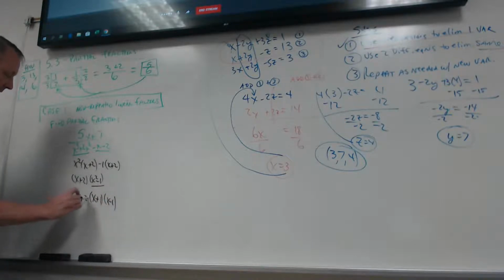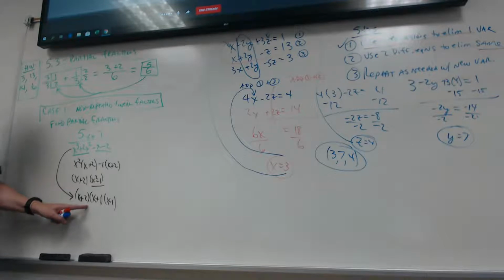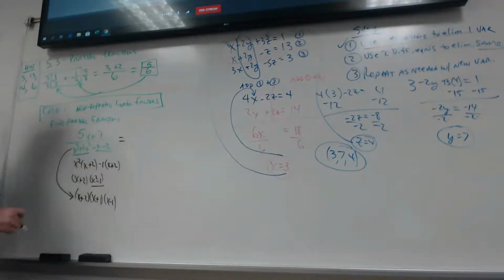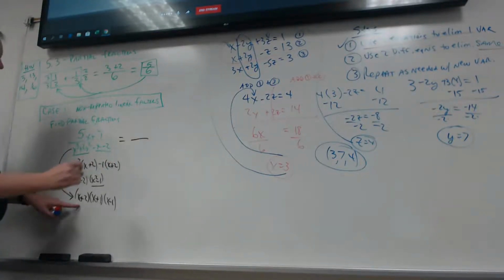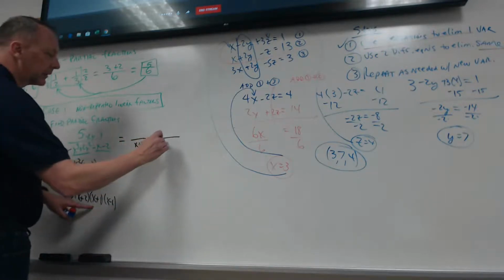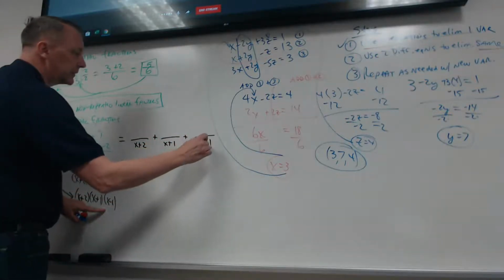And I've got an x plus 2. So this factors into this. Now, do you see that each one of these factors, what's the highest power? 1. So these are all what we would call linear factors. And I've got 3 of them, correct? So what I'm going to do here is create 3 fractions. One's going to be x plus 2. Another one's going to be x plus 1. And another one's going to be x minus 1.